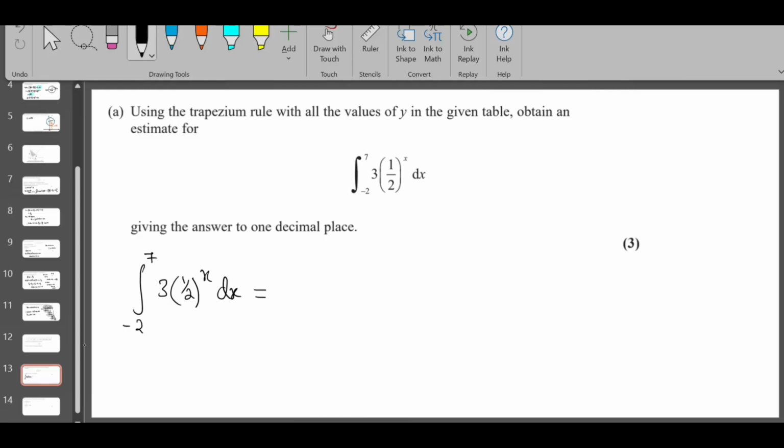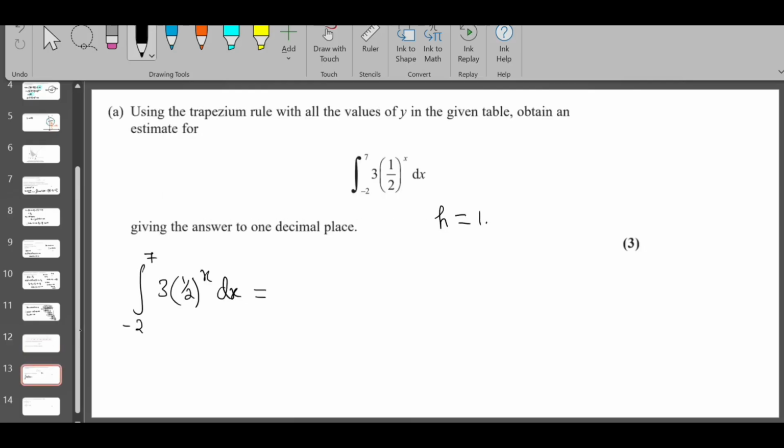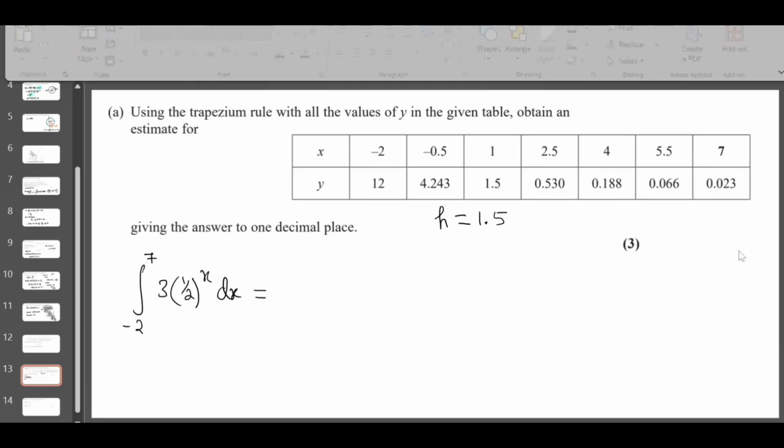The first thing you need to do is write h, otherwise you will lose a mark. h is basically the common difference here. It's 1.5, right? That's the value of h, or the width of each trapezium. So let me just paste the table here first. These are all the table values. Let me just keep it here.